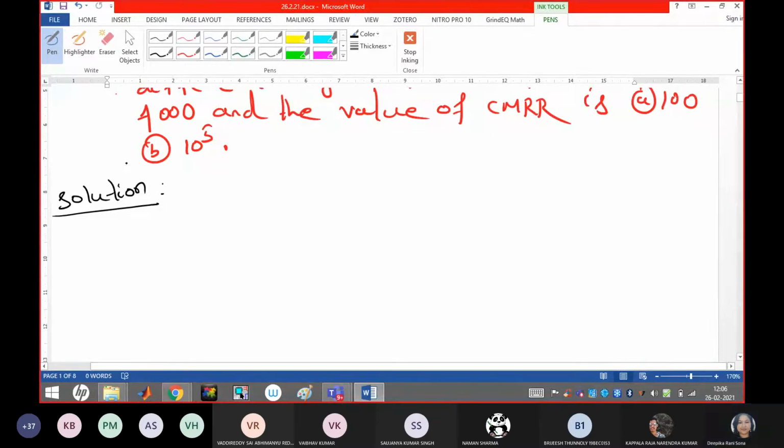Okay guys, because we know that V naught equals AD VD plus AC VC, right? So for this equation we need this VD and VC. So what should be the VD guys? Can we find out VD from the given data?